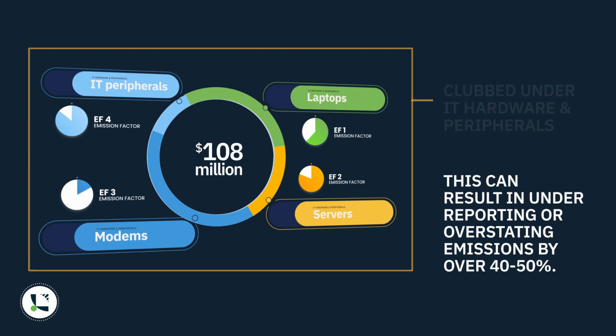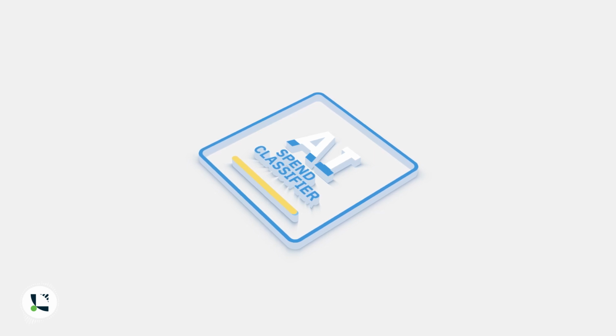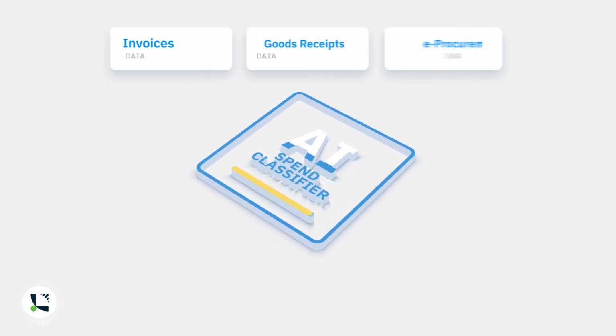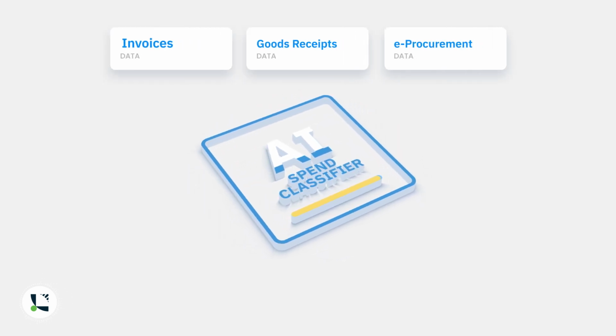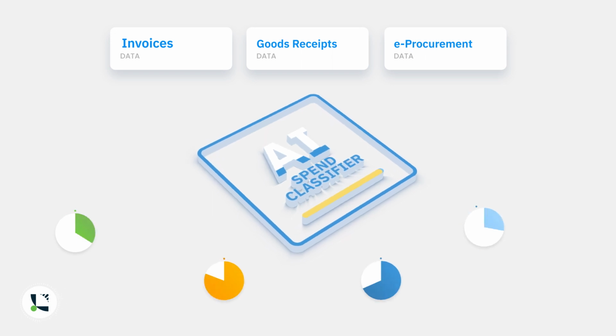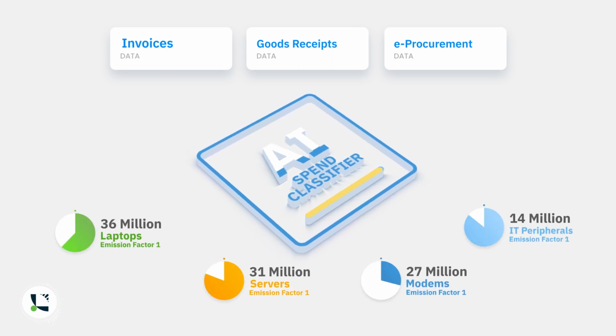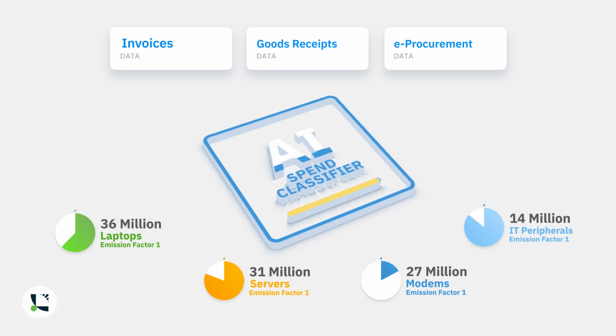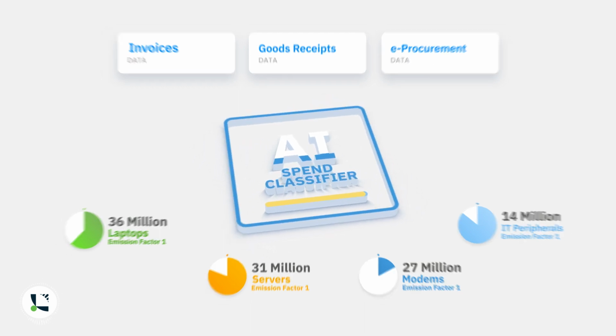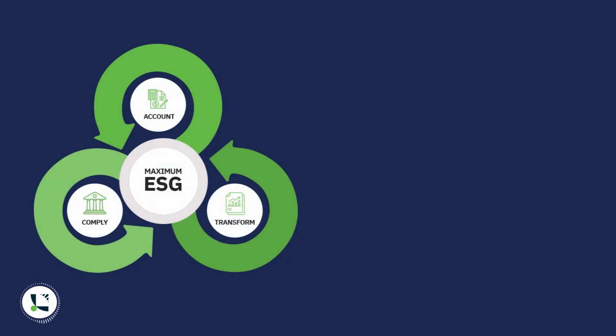The Lythouse GHG protocol-compliant Carbon Analyzer uses AI-powered spends classifier to analyze spends data from invoices, goods receipts, or your e-procurement systems at granular level 4, and then applies the most relevant emissions factor to arrive at a highly accurate and auditable carbon emissions estimate. Let's see how this works from our first module.